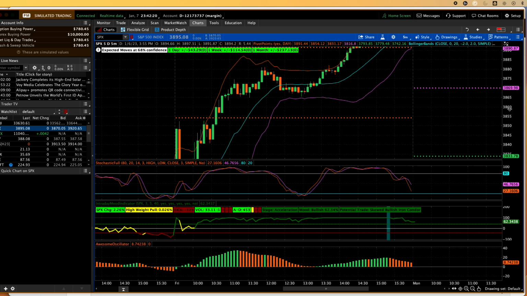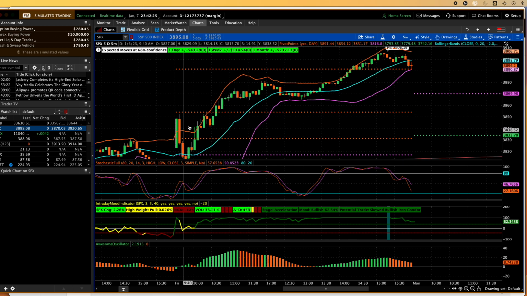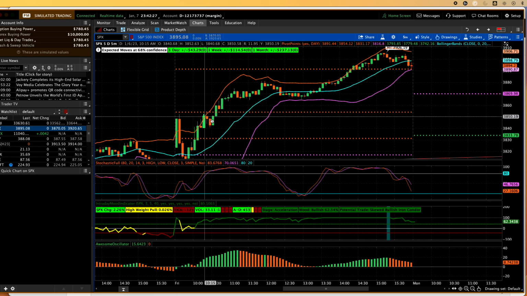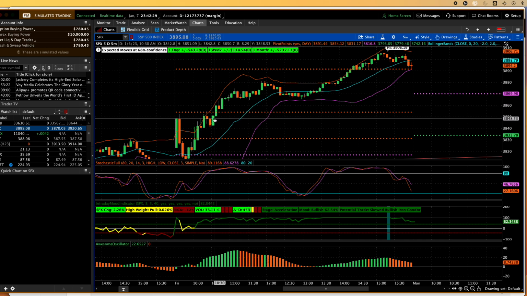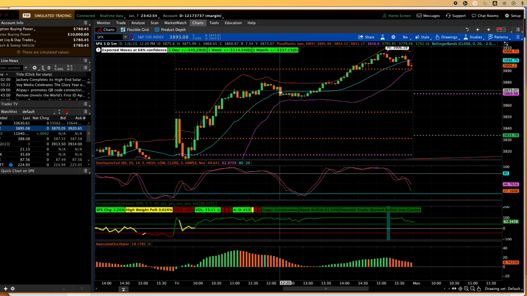I don't know why I'm using Thinkorswim. I should be using TradingView. But anyway, the mistake I made is I traded right here. This was not a confirmation. A confirmation probably really would have been this bar right here.